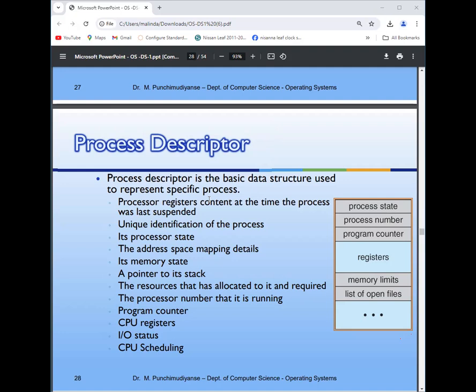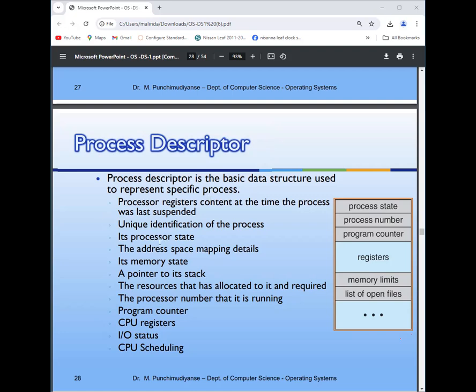Stack is sort of a place where you do some intermediate calculations and get the output. So the intermediate data is stored on the stack, so the pointer to that particular stack has to be there. And what are the resources that have been allocated to the process, and which processor number is running. That is very important in modern computers, where multiple cores are there. So which core this process is running on, and the CPU registers, input output status and the scheduling data all have to be there in the process descriptor.